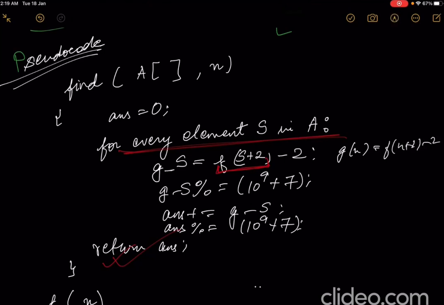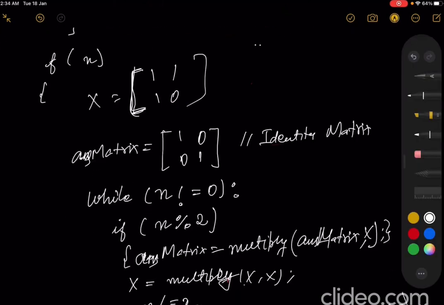So let us see the implementation of f. Let us see how we are implementing the function for finding the nth Fibonacci number. We initially had a matrix x. X is initially equal to 1 1 1 0.